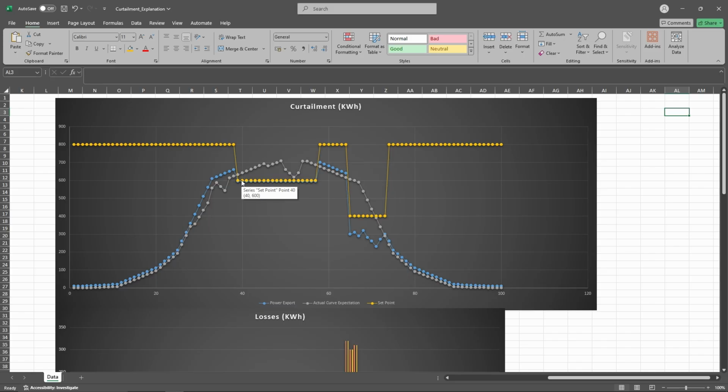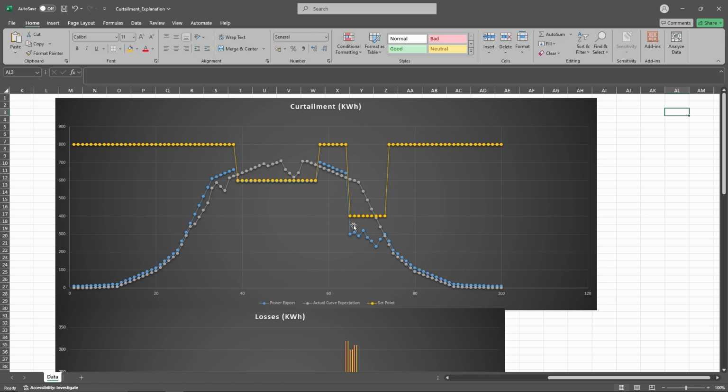We said that if my power exportation is very close to the set point and there is a difference between my expected production and my actual exported power, my exported production, then we do have curtailment. So in this case we do have curtailment. Our set point is active, it is close to my power export, and there is a difference between my expectations and my power production.